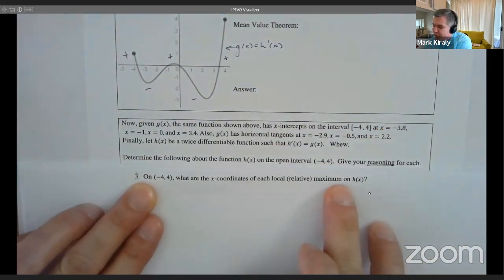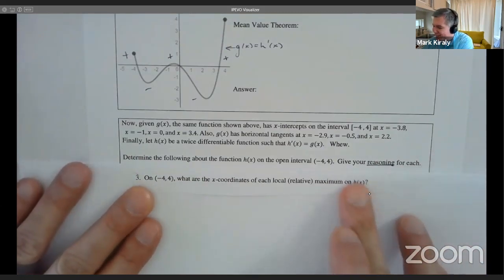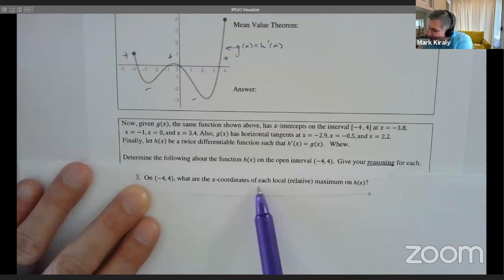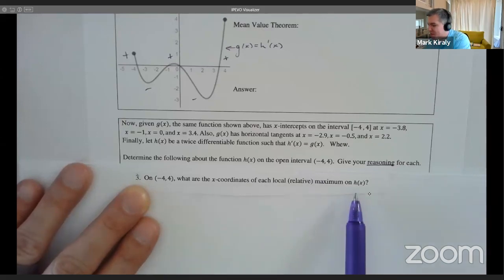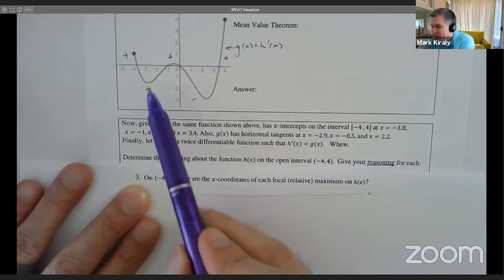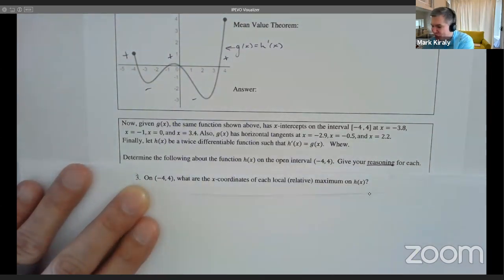On the open interval, -4 to 4, and again, this is a contextual thing, right? Like, how do you know that's not a point? Because it doesn't say at. What are the x coordinates of each local or relative maximum on h of x? And again, prepositions are so important in English, and you have to be very careful, right? Because it'd be real easy. Oh, I see a local maximum right there. But it's of h, and this is h prime.